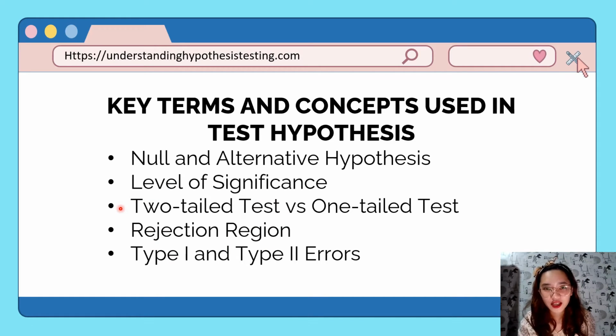Sabi nga natin kanina, hypothesis testing is a decision-making process. Kaya may four possible decisions or outcomes tayo ng hypothesis testing. And that includes committing these two errors. So, mas maiintindihan pa natin itong mga terminologies na to or mga concepts na to as we go on dito sa ating lessons. Ayan, so let's proceed.